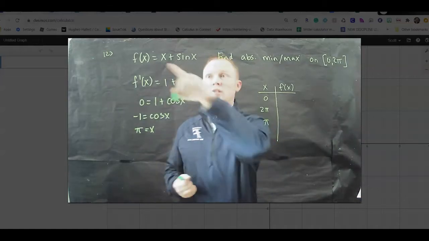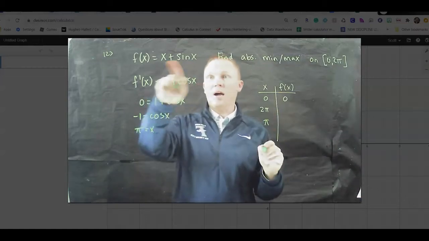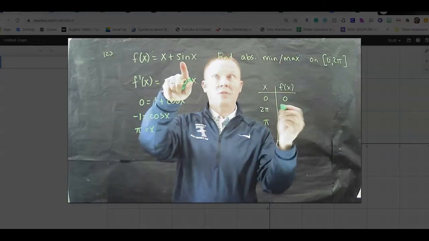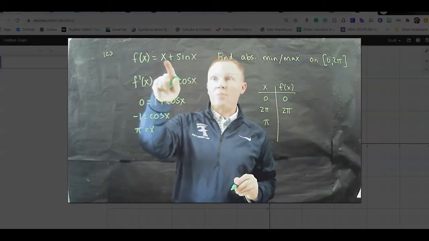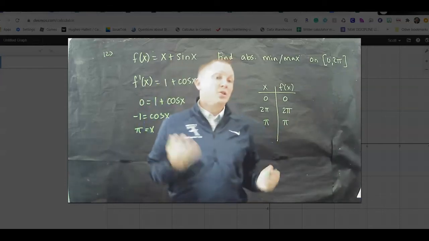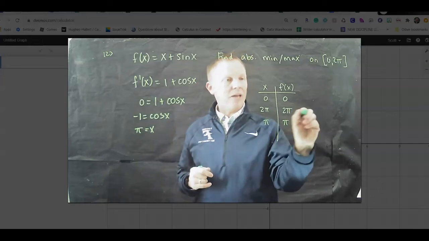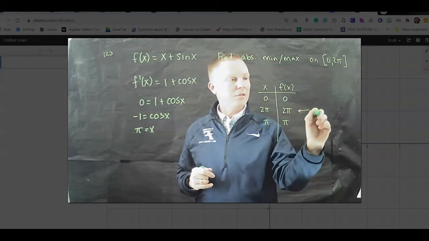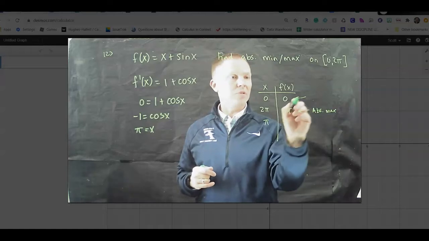f of 0 is 0 plus 0. f of 2 pi is 2 pi plus sine of 2 pi, which, sine of 2 pi is 0, so that's 2 pi. And f of pi is pi plus sine of pi, which is pi. Okay? So, the largest one of these is the absolute max. And the smallest one of these is the absolute min.